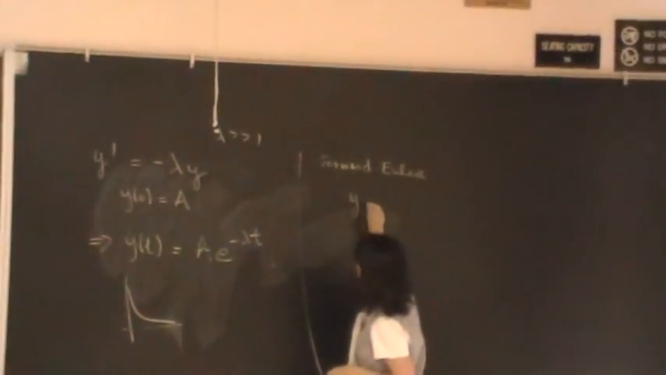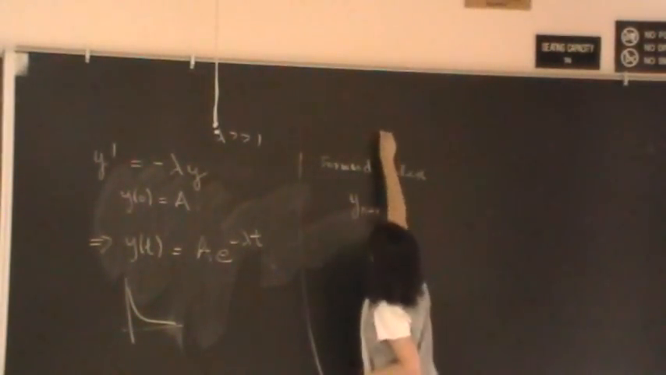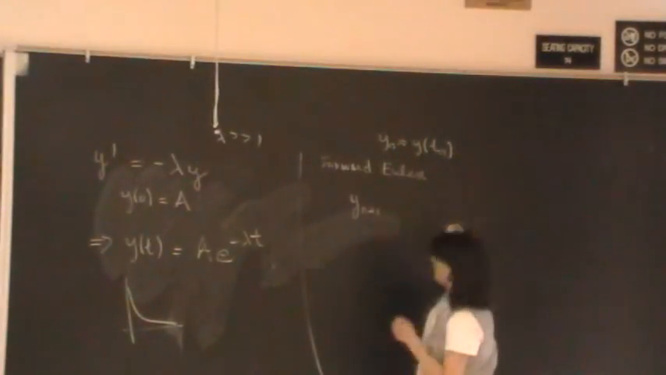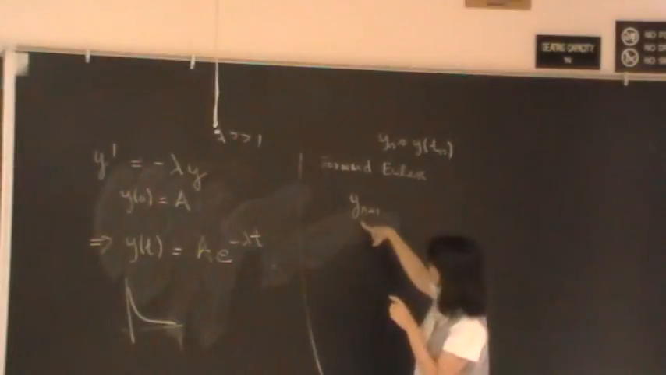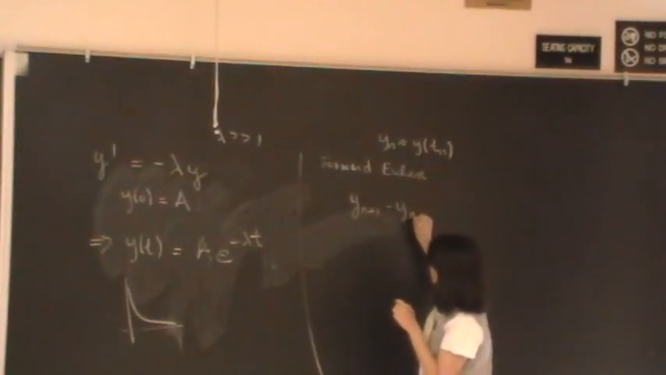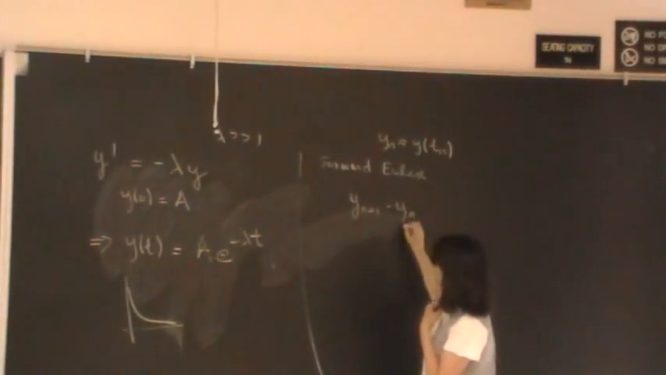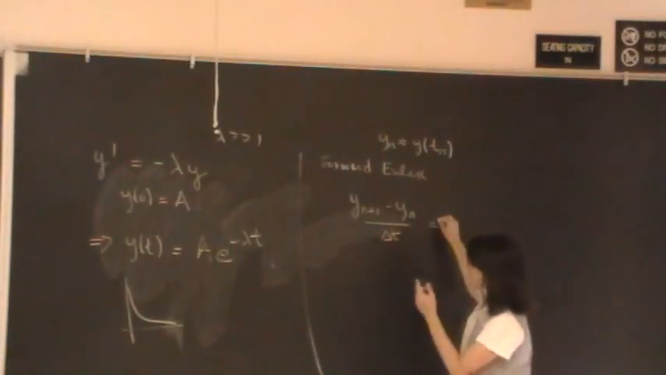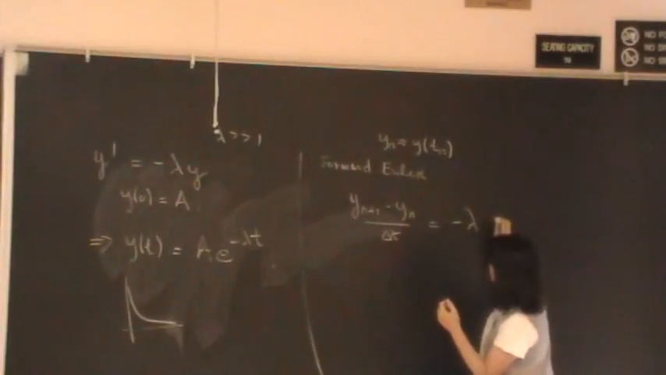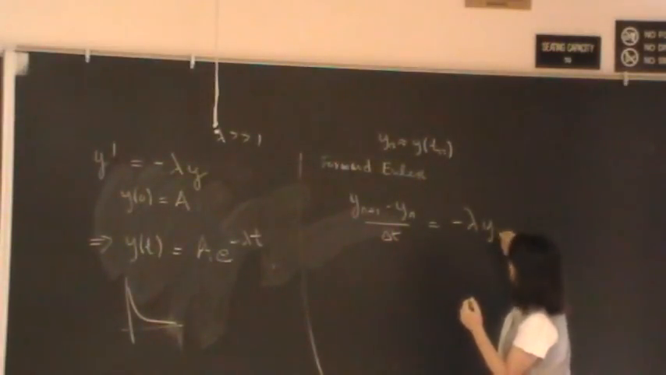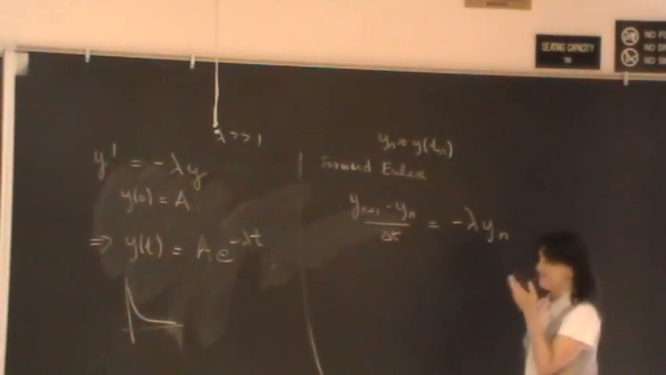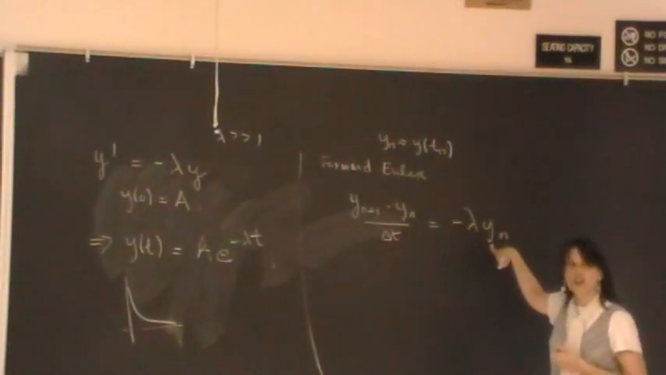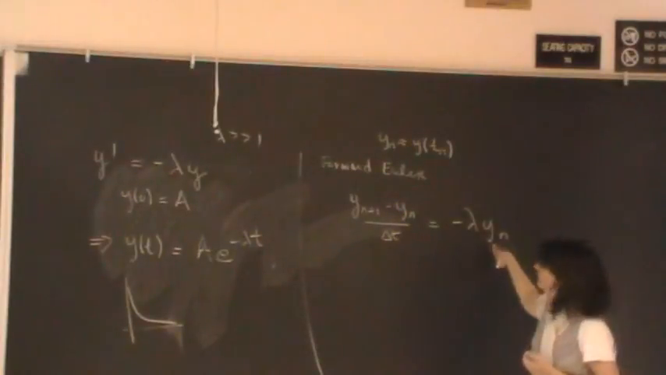where yn is your solution at time level Tn. So if you use a forward Euler, y at n plus 1 minus yn over your time step should be equal to minus lambda times yn. Right, you're integrating y prime equals f of y. You put in your y at your current time step here.